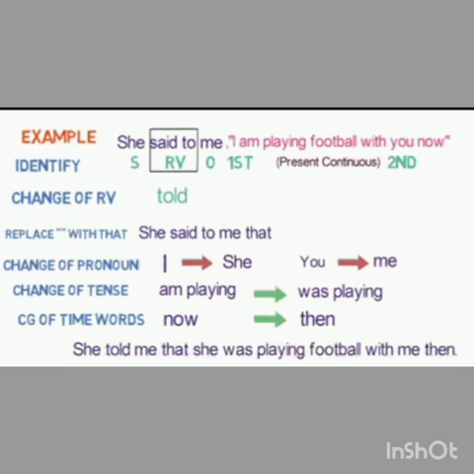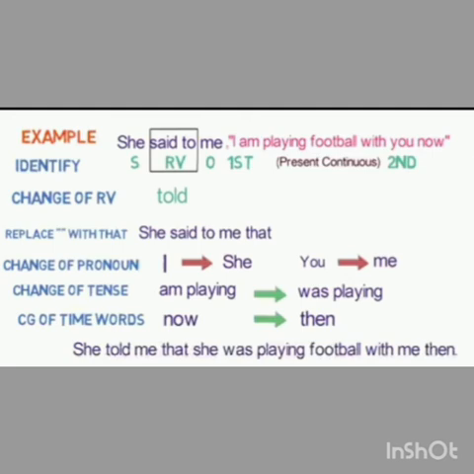Now let us see an example. She said to me, "I am playing football with you now." Now let us convert it into indirect speech. First step is to identify. She is the subject here. Me is the object. Said to is the reporting verb. I is the first person here. You is the second person. And the tense is present continuous.